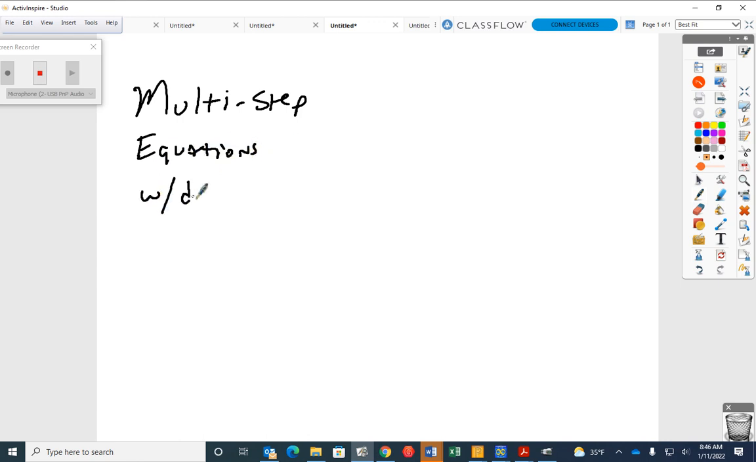Multi-step equations with distribution. Okay, when I say distribution, we're talking about the distributive property. Do you remember the distributive property? We use that to get rid of parentheses, right? Okay. All right, so what we're going to do, we're going to go through a series of steps here.